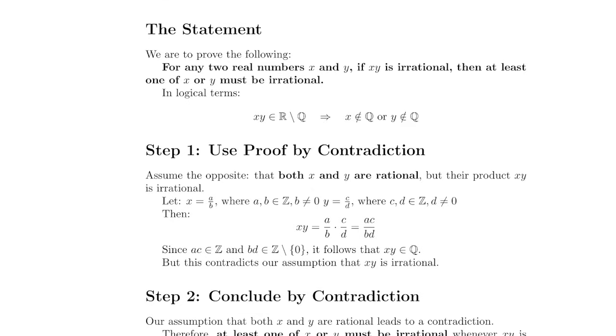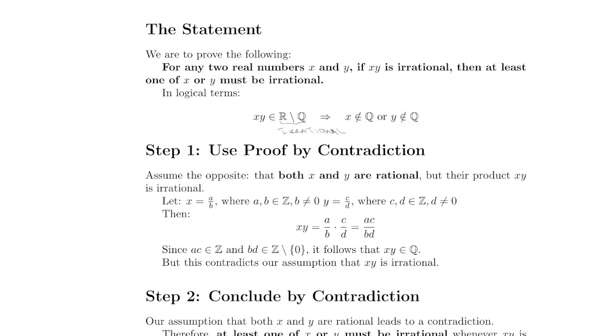So if x and y are all reals, not including rational numbers, so this is, in other words, saying irrational, then either x is not a rational number or y is not a rational number. So we're going to prove this by contradiction. We're going to assume the opposite, that both x and y are rational, but the product x and y is irrational.